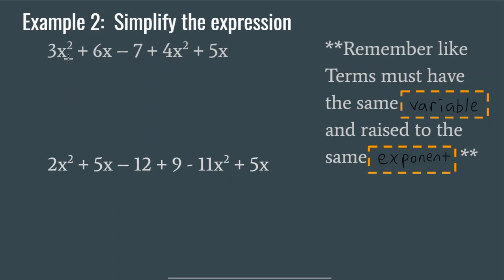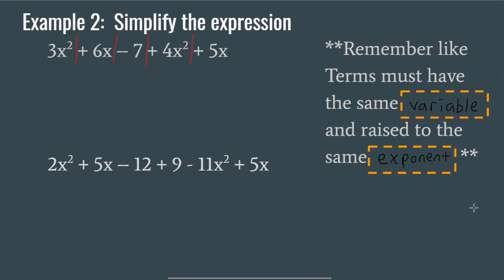So I'm going to go through, and every time I see a plus sign or a minus sign, I'm going to draw a line. So I see a plus sign there, I draw a line in front. A minus sign here, I draw a line in front. Plus sign there, I draw a line in front. Plus sign here, I draw a line in front.